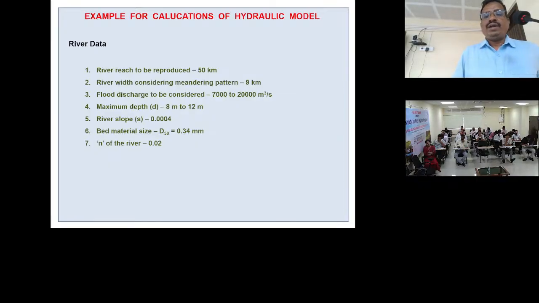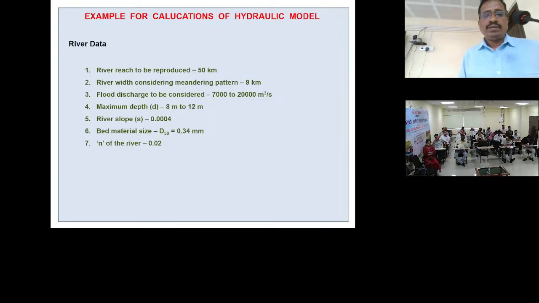Example for calculation of a hydraulic model. Now I will explain one example of how to scale down a river model. Here I am taking the Yamuna river model. The total reach is 50 kilometers and the river width varies up to 9 kilometers. The flood discharge to be considered is 7,000 to 20,000 cubic meters per second. The maximum depth varies from 8 meters to 12 meters.